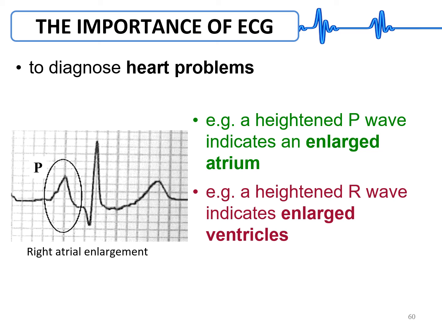Why is ECG important? It can be used to diagnose heart problems. A heightened P wave can indicate an enlarged atrium, while a heightened R wave will indicate enlarged ventricles.